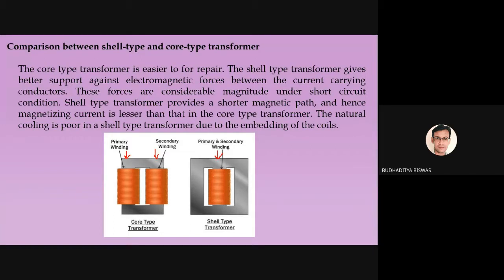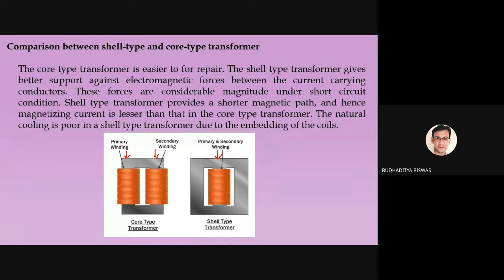So for a mechanic to remove this winding is a very difficult job. Once you see the actual transformer, it is a very difficult job for the mechanics to bring out the winding from the central limb. But the outer limbs are very easy to repair. This is the first point.